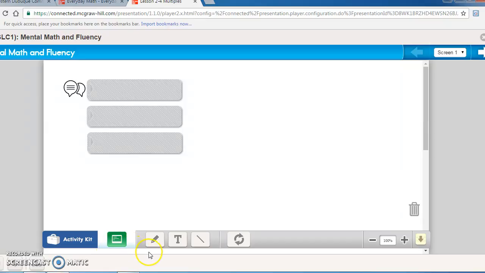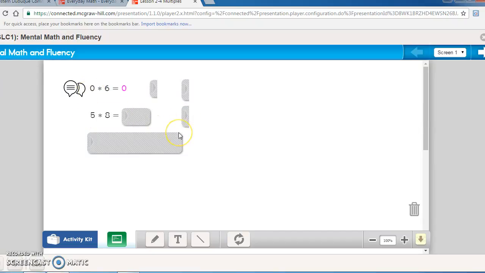So let's get ready with our warm-up, mental math and fluency. 0 times 6, 0. Any number times 0 is 0. 5 times 8, 40. 10 times 3, 30. Remember to practice these multiplication facts 10 minutes every night.